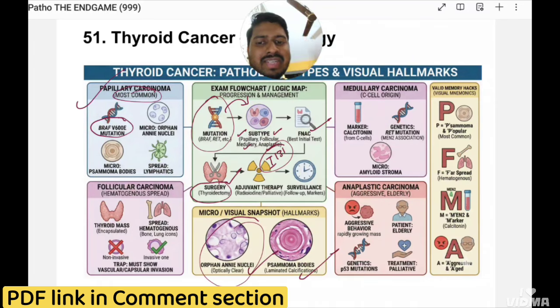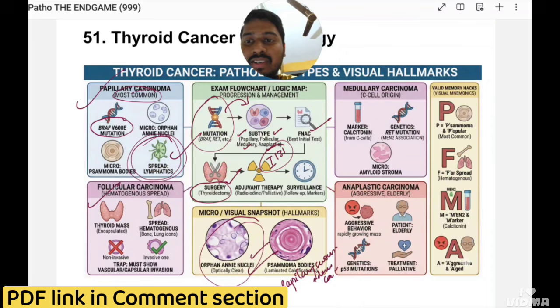So whenever I say Orphan Annie nuclei, remember papillary carcinoma of thyroid. Psammoma bodies are seen in various types, like we also saw it in papillary ovarian carcinoma, that is serous adenocarcinoma of ovary also. We are seeing it in thyroid carcinoma also. Very important thing is spread is via lymphatics. So lymphatic spread is the most common. We also know that for all carcinoma, lymphatic spread is the most common.